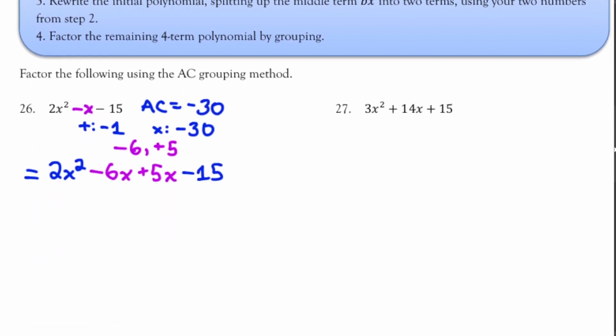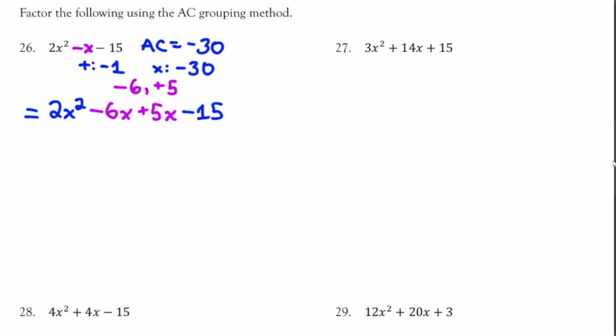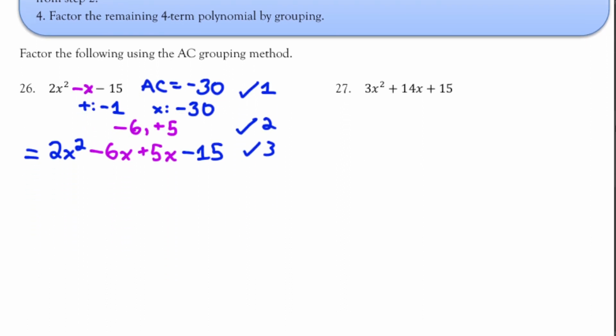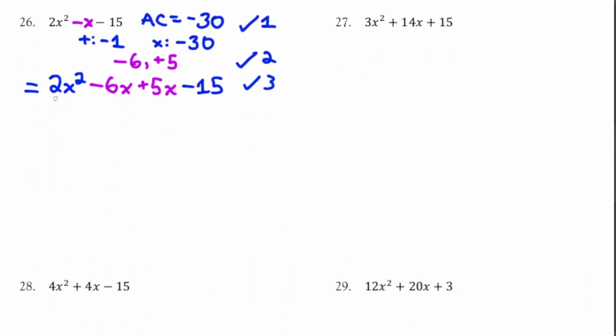Let's get a little more space. So this was step 1, was to find the negative 30. Step 2 was to find negative 6 and plus 5. And step 3 is to break it up into 4 terms. Why is 4 terms so nice? 4 terms is so nice because we can factor by grouping.